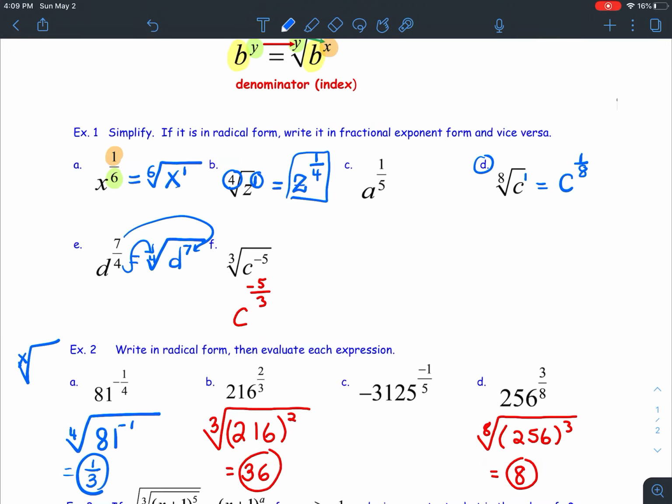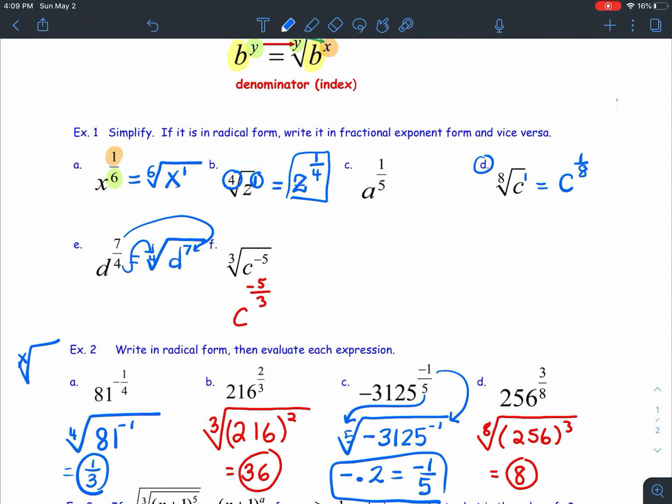Okay, we're going to try one more here. I'm going to put my radical symbol, and again I want to put the 5 as my index. I'm putting negative 3,125, and we're raising that to the negative first power. Again, you're going to press a 5 on your calculator, then the math button, pick the option that looks like this, and then type in negative 3,125 to the negative first power. That's going to show you negative 0.2. You can leave it like that, or you can express it as a fraction, negative 1/5.